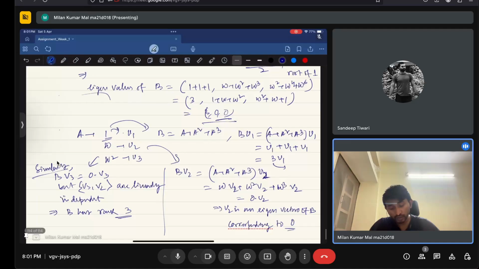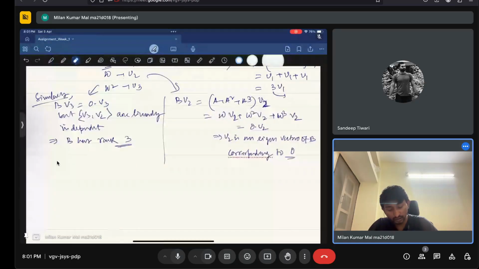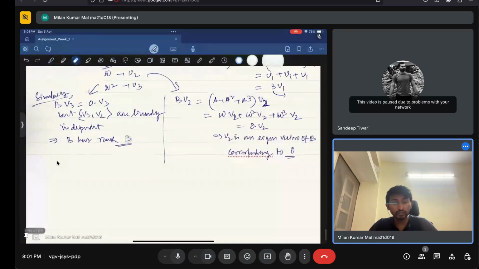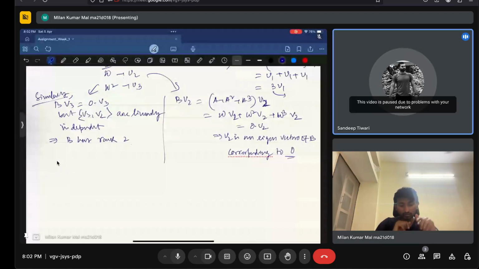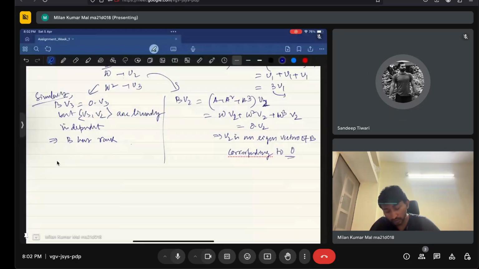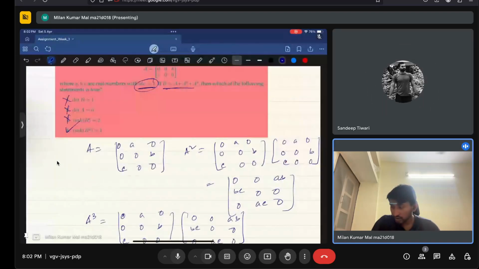But here the rank is 3. So rank of B is, sorry, rank is 2. Now rank is 2, right? Because you know the matrix representation will be 1 0 0, right? So rank is 1, sorry, yes, rank is 1. So the third is false, the fourth is correct, right? Why this is happening is clear? Or should I say something more?